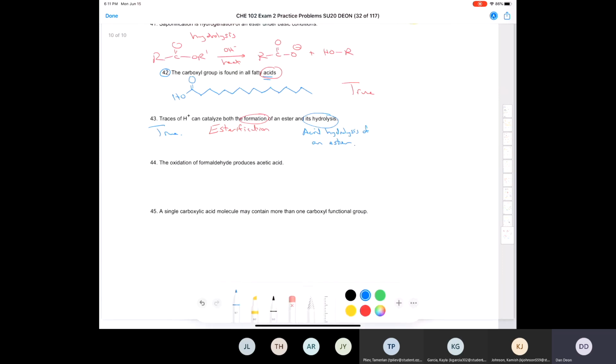The oxidation of formaldehyde produces acetic acid. So let's start by drawing formaldehyde. Formaldehyde. So you should know formaldehyde, acetaldehyde, propionaldehyde, butyraldehyde, and valeraldehyde. If I oxidize this, I get this acid. Could anybody name this carboxylic acid that I have drawn here?